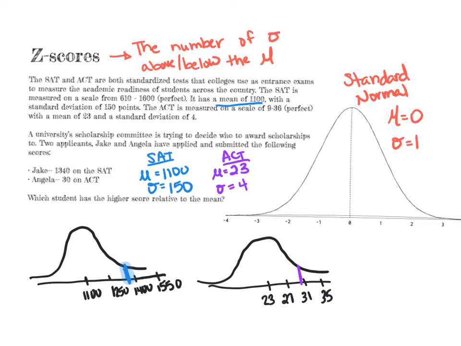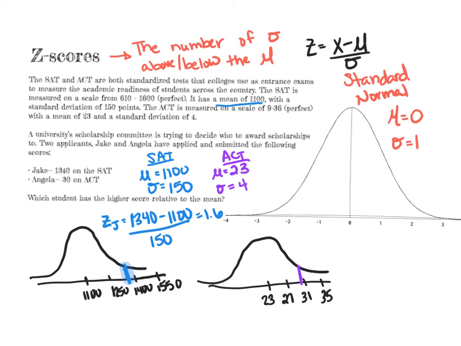So what we can do is find their z-scores and put them all back on the same curve right here. To find the z-score, the variable z is equal to x minus the mean mu, divided by the standard deviation. So for Jake, his z-score, I'll call it z of j, is equal to 1340 minus 1100 divided by his standard deviation, which is 150. And when I do that, I get 1.6. So Jake had a z-score of 1.6.